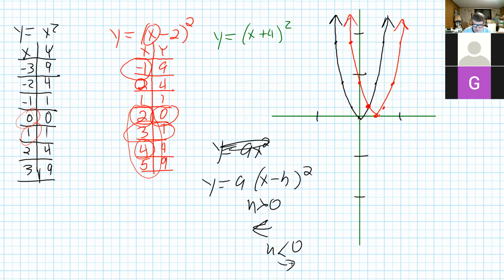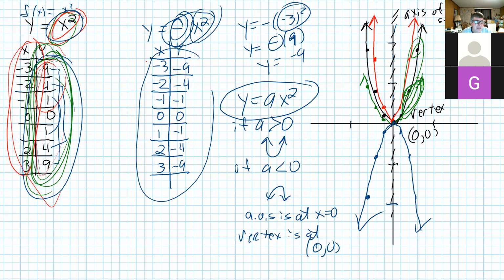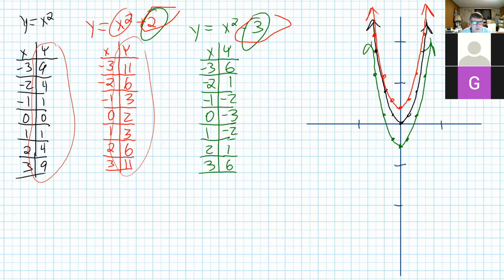So that's kind of weird because if we go back, way back to the beginning, y equals x squared. If we changed the coefficient, if we made it larger, it was steeper. If we made it between 0 and 1, it opened wider. If we made it negative, it opened downward. And then here, if we add a constant, it moves the graph up. If we subtract a constant, it moves the graph down. So that kind of does what you expect.